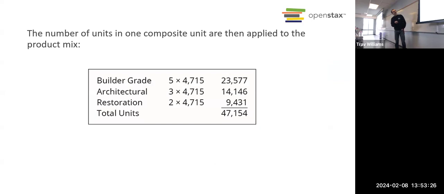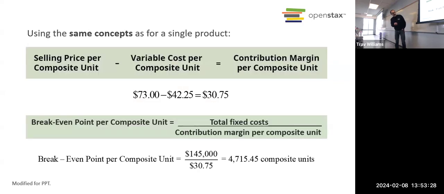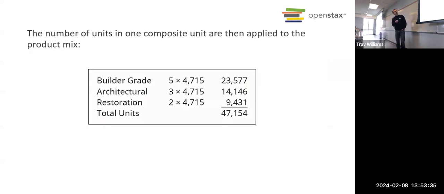So now that we know that, in this case, it came out to 4,715 composite units. They rounded down, so let's just go with that. Okay, so if that's how many composite units we have to sell, and we know that there will be 5 square feet of builder in each one, 3 square feet of architectural, 2 square feet of restoration, we then just multiply the number of square feet for each product times the number of composite units to get the total square footage we need to sell of each product.